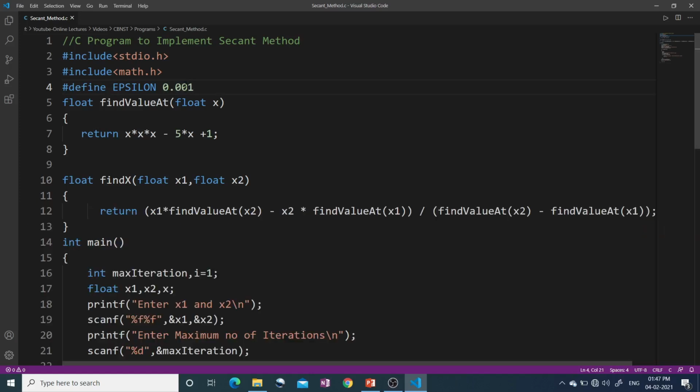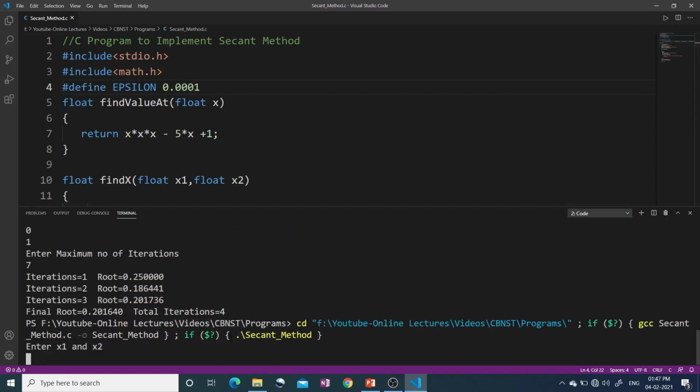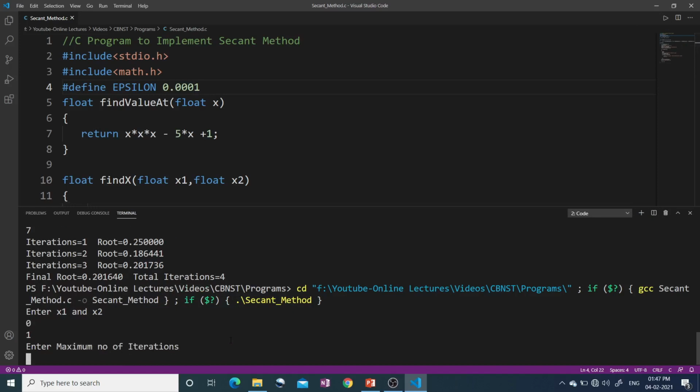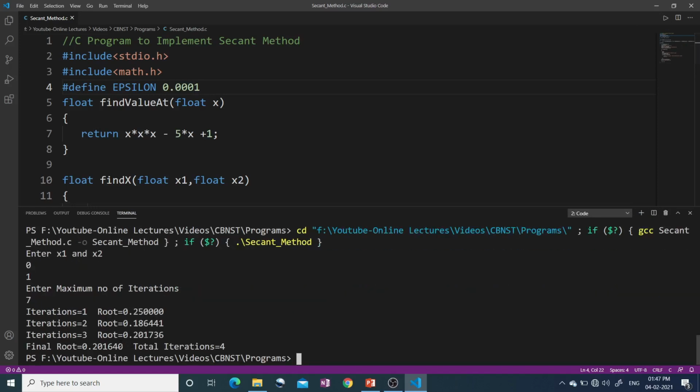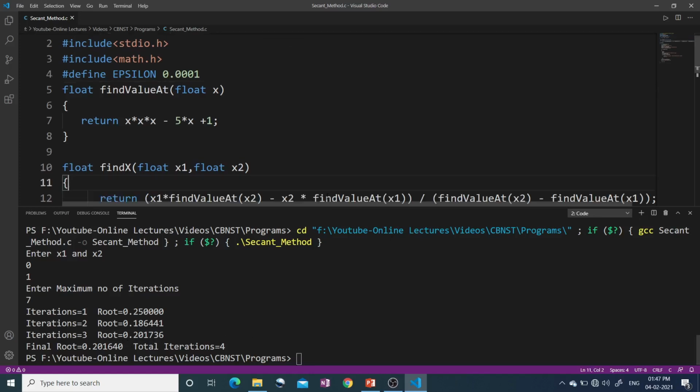And if you would have asked to check for 4 correct decimal places, let's see what we will be getting then. So let's say I entered 0 and 1, and let's say 7 iterations. So then also I am getting the same answer. Why am I getting the same answer?